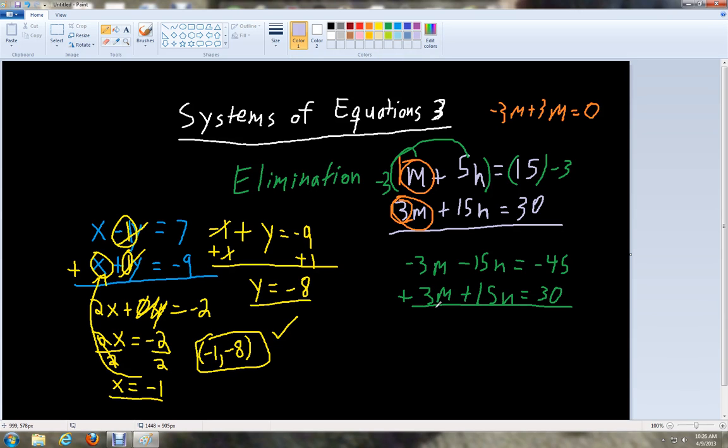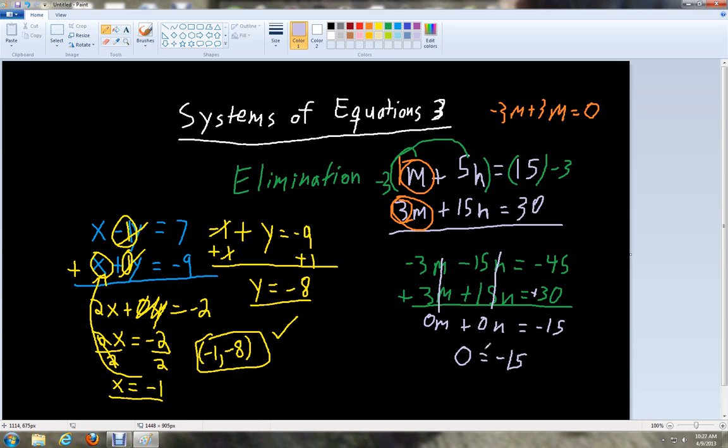Negative 3m plus 3m, that's 0m, so those cancel. Negative 15n plus 15n gives me plus 0n, so that cancels, equals negative 45 plus 30, that's what, negative 15, right? So on this side of the equation, everything cancels out. 0m plus 0n, or that's just 0, right? Nothing, basically. 0 equals negative 15.